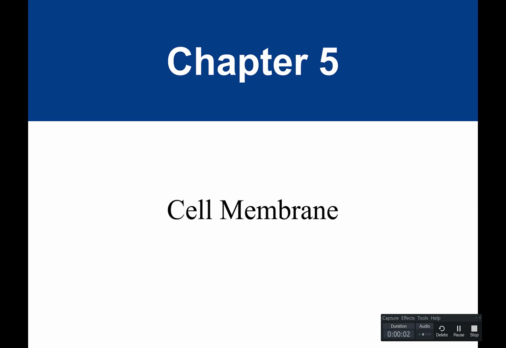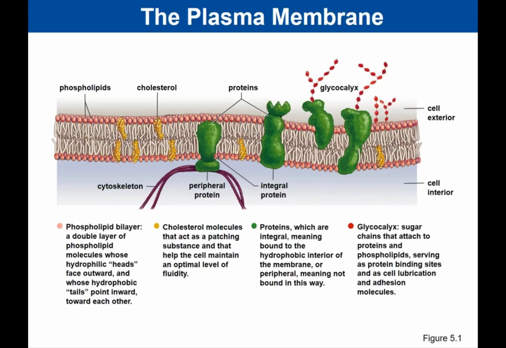In this video, we're going to talk about the cell membrane. So the cell membrane has four main components: a phospholipid bilayer, cholesterol, proteins, and something called glycocalyx. And so we're going to talk about what each of those four components does.